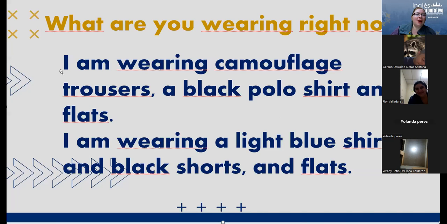Okay, let's see then, Flor, what are you wearing right now? I am not wearing shoes. Ah, okay. So you are barefoot. Barefoot means descalzo. Okay, look. Barefoot. Okay, Flor, what color is your blouse? I am wearing blue. A blue blouse. A blue blouse.